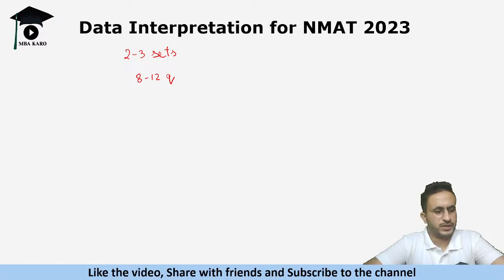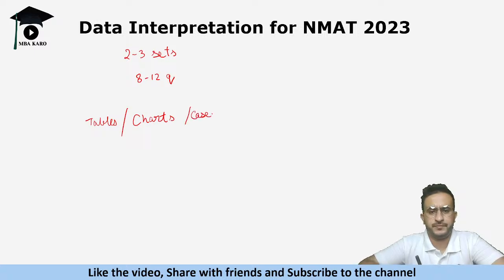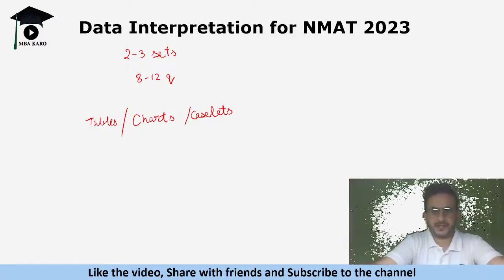word problems. Okay, so now the thing in DI is you need speed to solve questions, because the kind of questions that you get in NMAT are not like CAT, wherein you have to apply some special logic. It is purely based on calculations that involve percentages, ratios, etc. And you can get charts, you can get tables, or you can get some caselets. So we will see different kinds of problems and see how to apply some techniques in order to solve those questions fast.